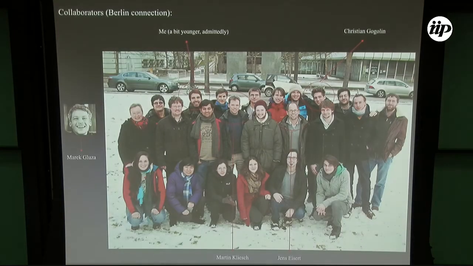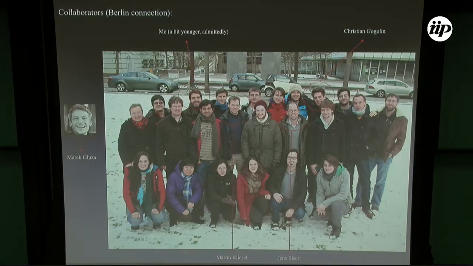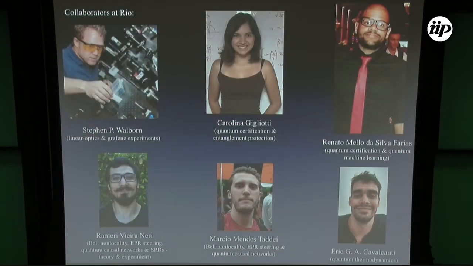I would just like to finish with this: this is work that was triggered when I was a postdoc in the group of Jens Eisert, who's here. Jens Eisert is the first author of the Reviews of Modern Physics article on area laws that was mentioned this morning. My collaborators that started this are Martin Kliesch, Christian Roos, Christian Gogolin, and Marek Gluza. Now I am based at the Federal University of Rio de Janeiro, in the group of Professor Davidovich. There are many people there, but here I'm just showing the core of the group with whom I collaborate.